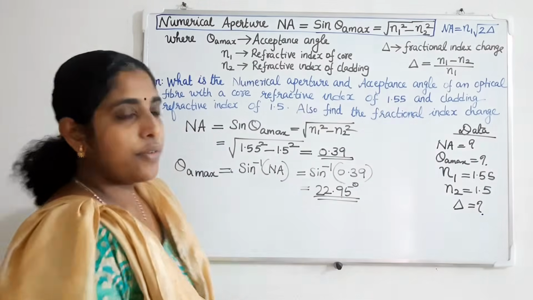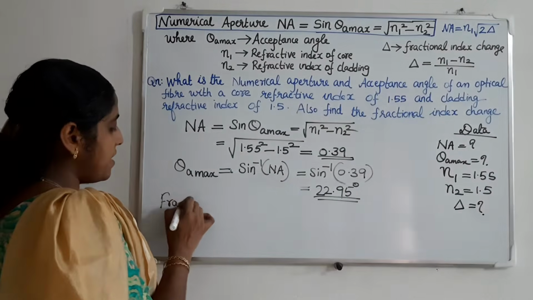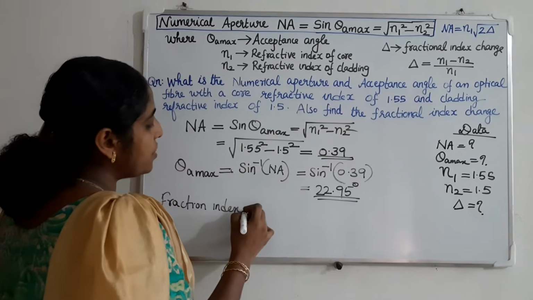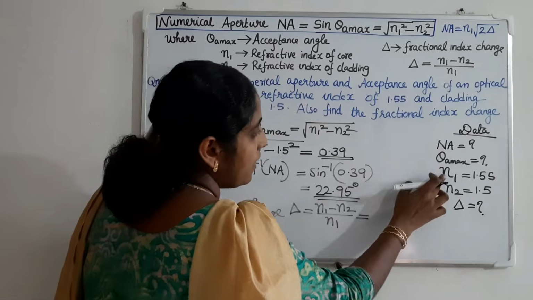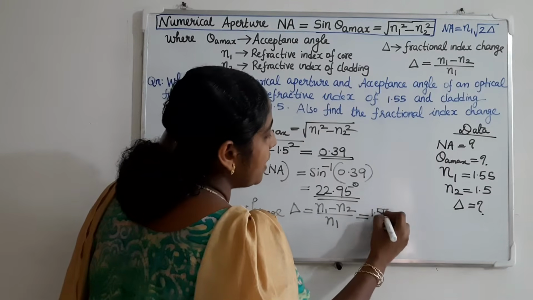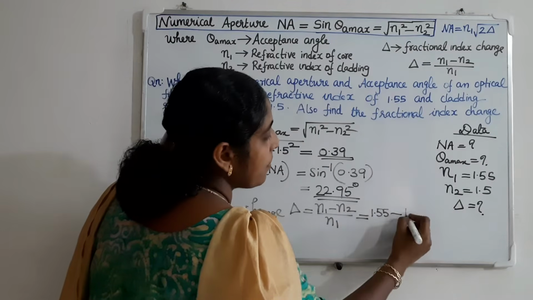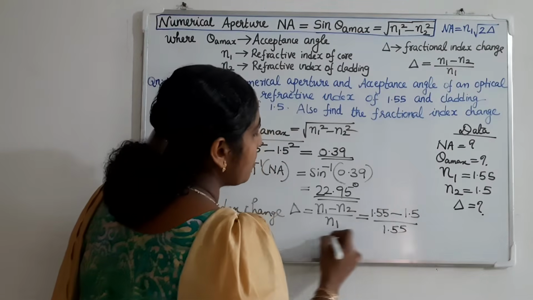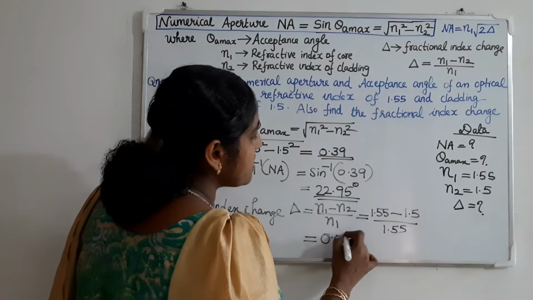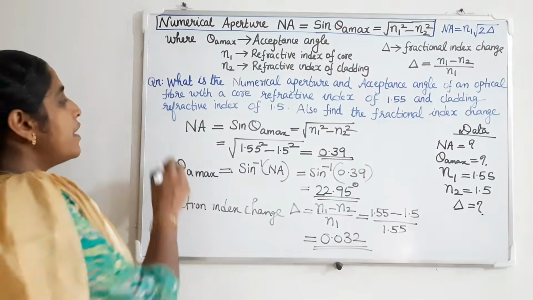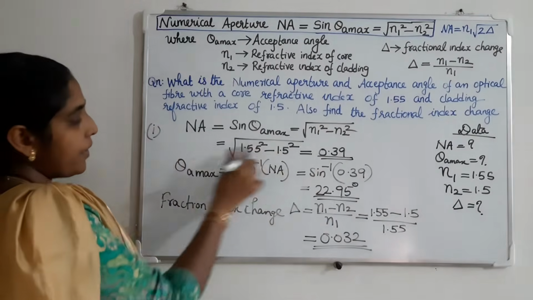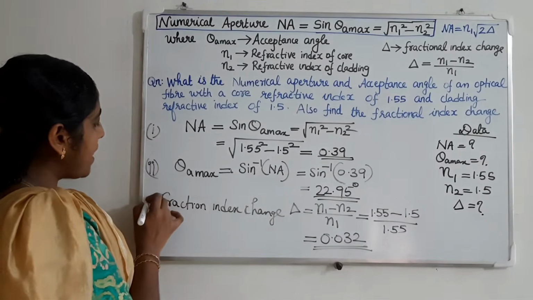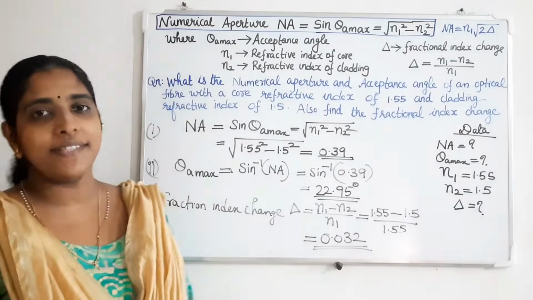Next we want to find out the fractional index change. What is fractional index change? That is n1 minus n2 by n1. n1 is 1.55 minus n2 is 1.5 divided by n1 is 1.55. So on calculating we will get it as 0.032. Therefore, numerical aperture is 0.39, acceptance angle is 22.95 and fractional index change is 0.032.